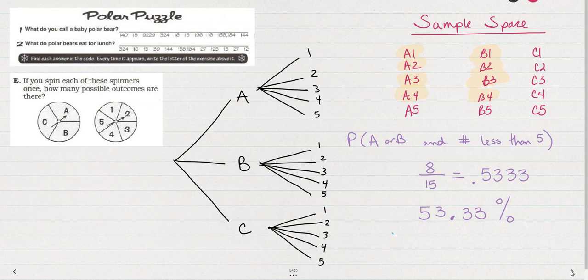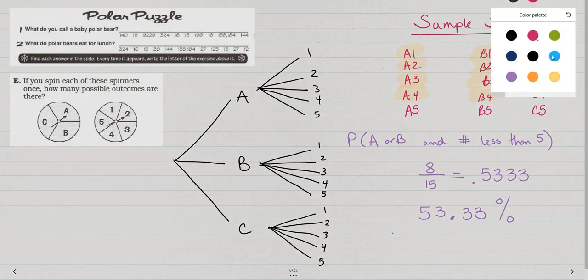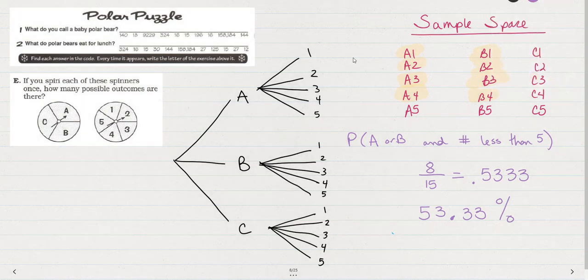Let's go on to the next question. If you spin each of these spinners once, how many possible outcomes are there? How about the probability of getting an A or a B and a number less than 5? Do you see that because we already have the sample space listed, we could do this problem quite easily by using that sample space. How many of the elements, the sample points, have an A or a B?